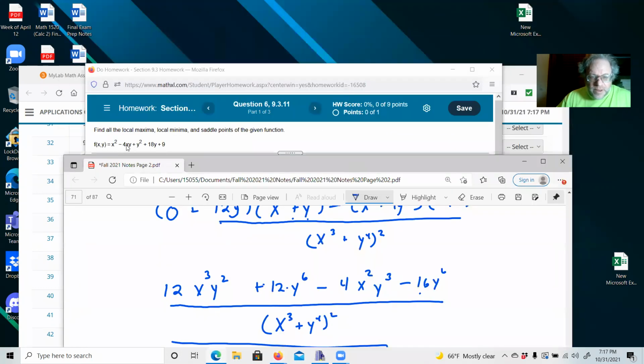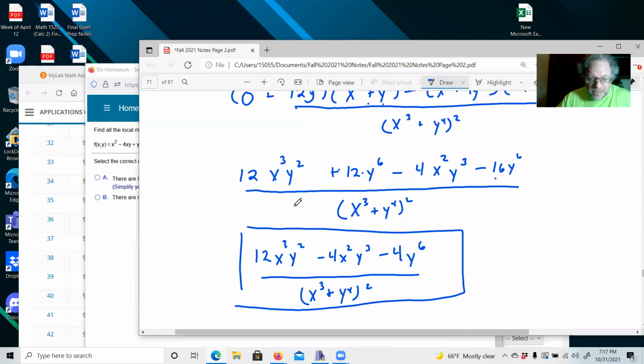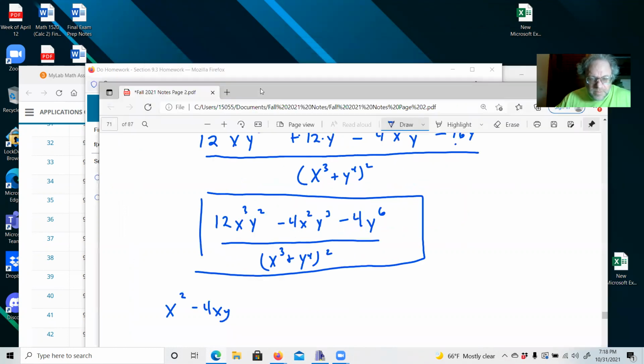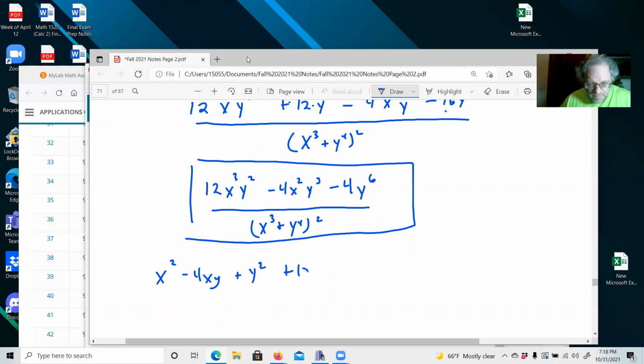Okay. So here is f(x,y) is equal to x squared minus 4xy plus y squared plus 18y minus 9. Okay, let's have a look at what that's going to be. So that is going to be x squared minus 4xy, plus y squared, plus 18y minus 9. Here's my f(x,y). Okay, so what we have to do, right? We're finding a local min or a local max.